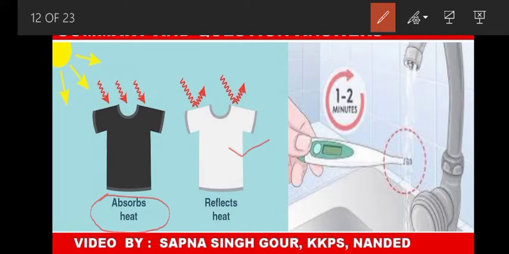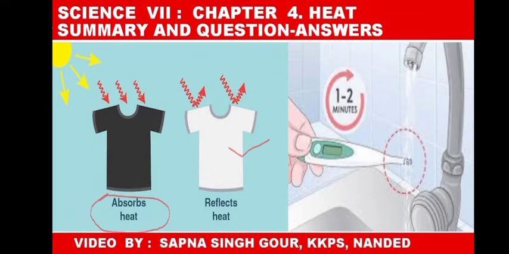Actually, woolen clothes are not warm, but they keep us warm because wool is a poor conductor of heat and it also has air trapped in between the fibers. The trapped air prevents the flow of heat from our body to the cold surroundings. So we feel warm after wearing woolen clothes. The light colored clothes, cotton clothes, give us a feeling of coolness. The dark colored clothes give us a feeling of hotness.